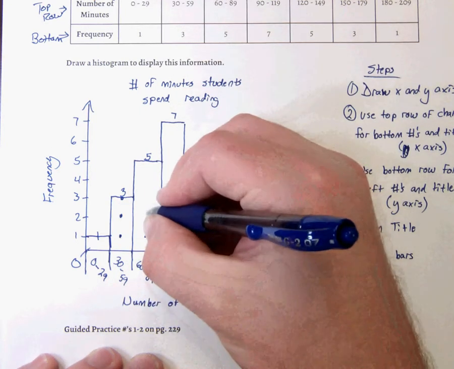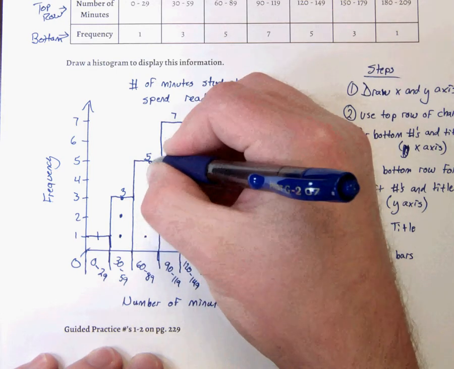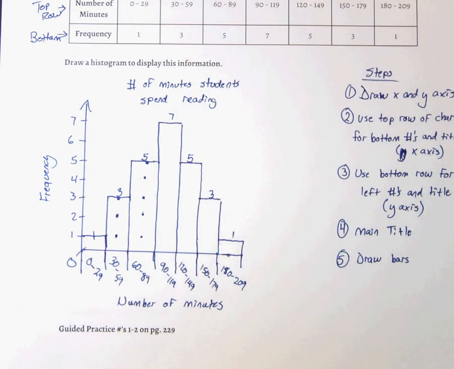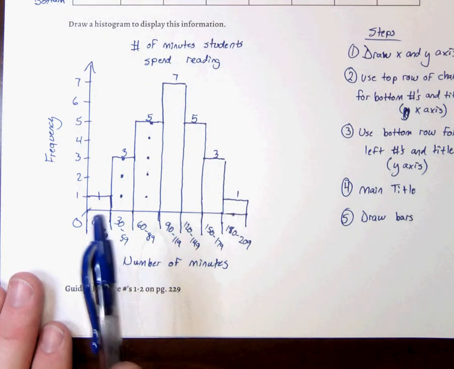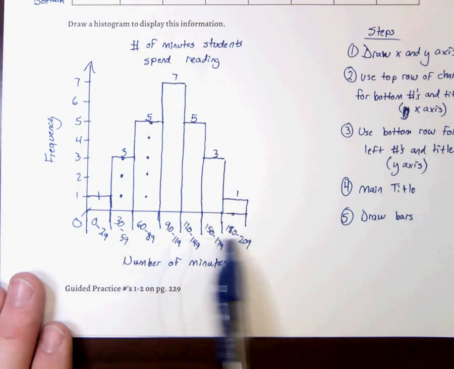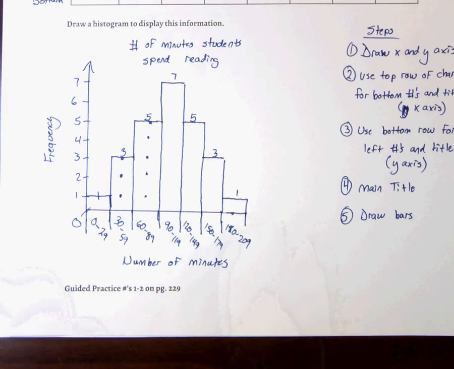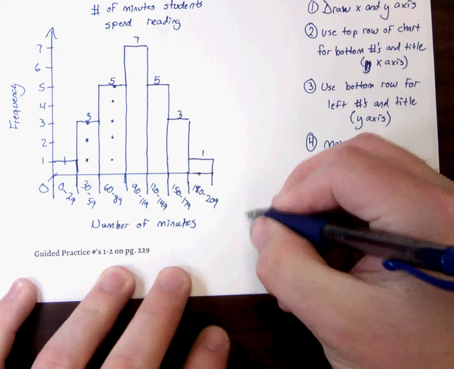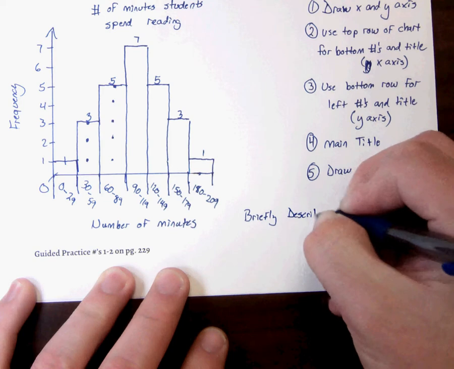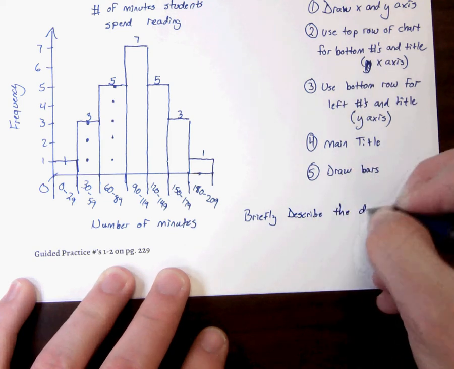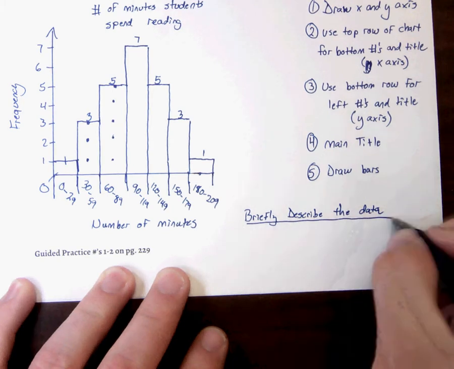All right, we're going to do one more thing that it does not ask. We're going to briefly describe the data. So first, we're going to talk about the shape. The shape works just like dot plots. Identify your mode. So our mode is our tallest stack. It's what occurs the most. Most students read 90 to 119 minutes.